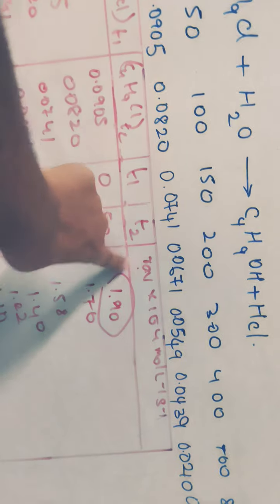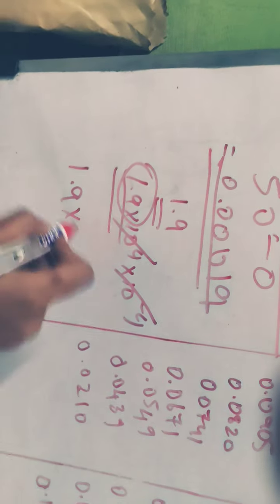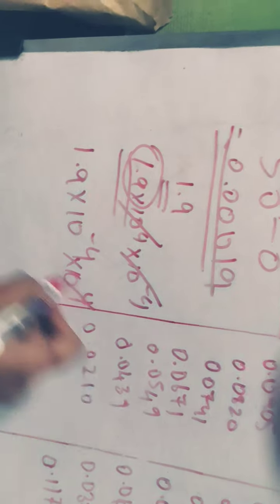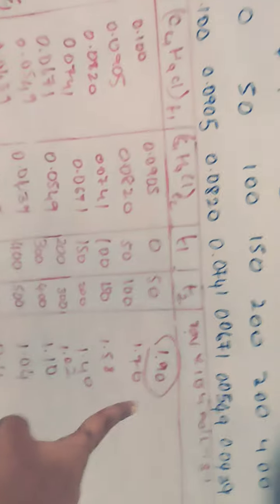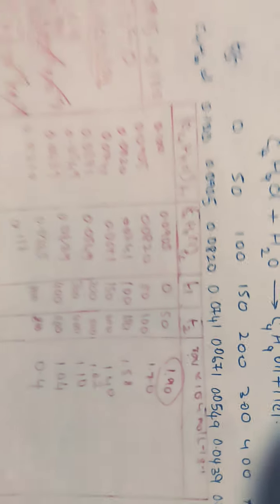But in the question itself, we are asked to find the R average into 10 to the power of 4. The answer I got is 1.9 into 10 to the power of minus 4, but in the question we have to multiply by 10 to the power of 4. So this and this will get cancelled and finally you will get 1.9. This is how I got 1.9 here, and similarly we have to get all the answers like this.